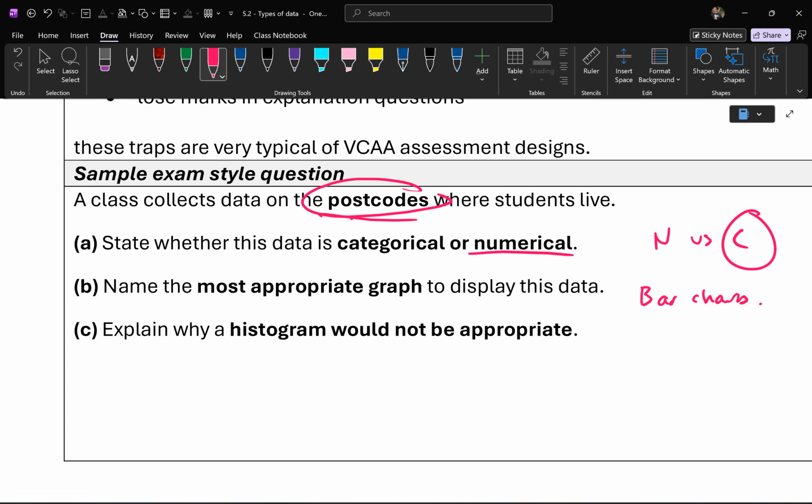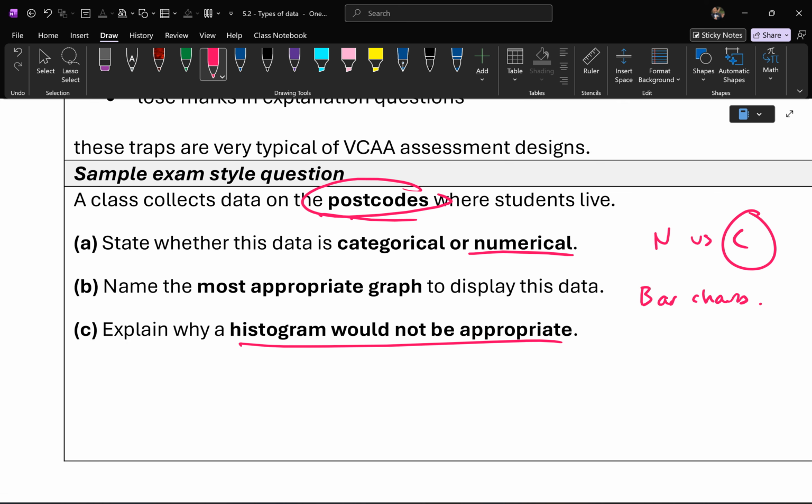Explain why a histogram would not be appropriate. So now you may know it's a bar chart, but can you explain to me why a histogram is not appropriate? Who wants to have a go to explain? So that's the third skill. You understand how to label or identify. You can interpret or choose the correct graph, but can you explain to me? Who wants to have a go with explaining? Because that's one of the harder skills.